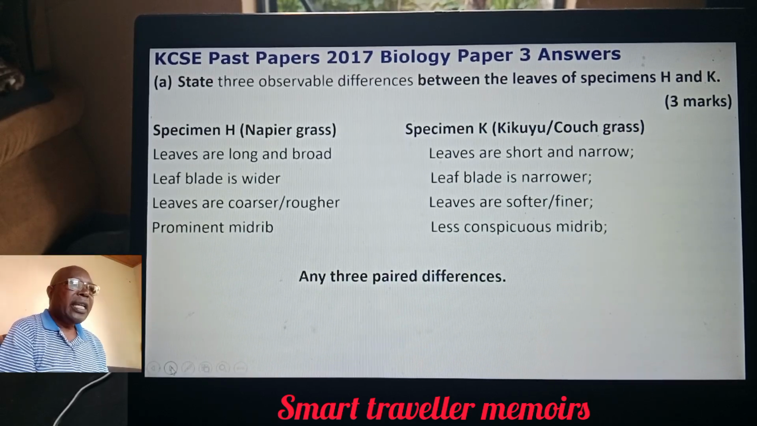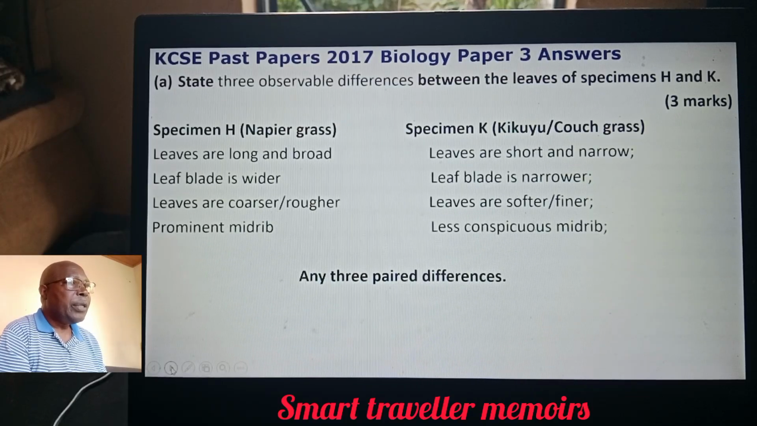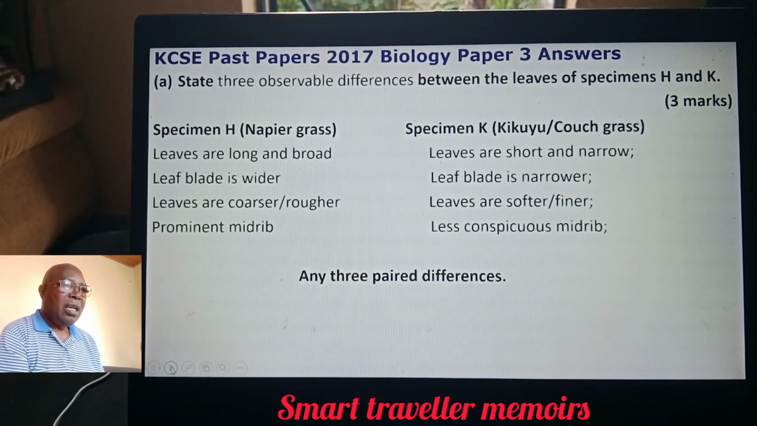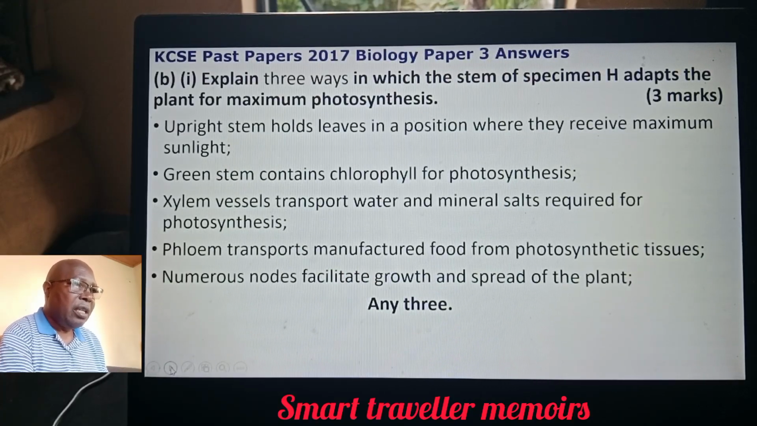Answers. Stating 3 observable differences between the leaves of specimen H and K. Specimen H, leaves are long and broad, while for K, leaves are short and narrow. For H, leaf blade is wider, while the leaf blade is narrower in K. Leaves are coarse or rough in specimen H, while in K, leaves are softer or finer. H has got a prominent midrib, and K has got a less conspicuous midrib. Any 3 paired differences.